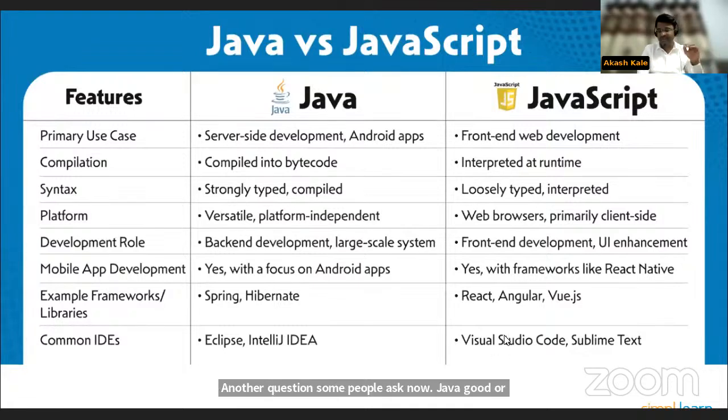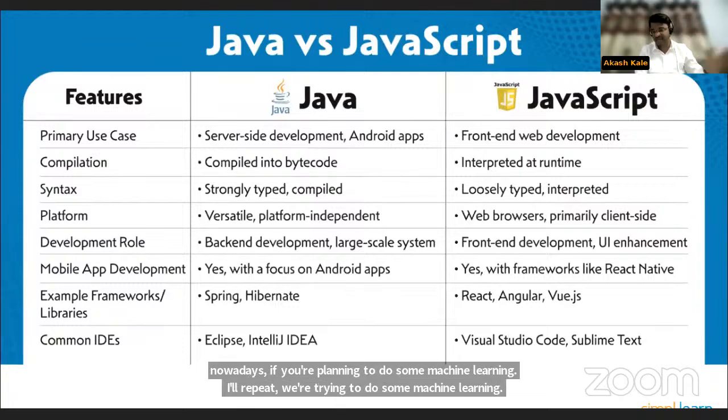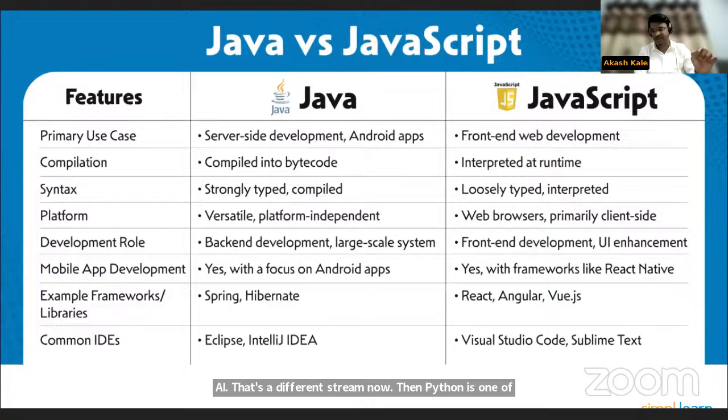But nowadays, if you're planning to do machine learning or AI, that's a different stream. Then Python is one of the good languages. Some people say, I know Java, can I do machine learning? Yes. I know JavaScript, very good in JavaScript, can I do machine learning? Yes. Using Java or JavaScript you can do machine learning. But if you're planning to start machine learning with a non-programming background, then Python is one of the good options at this point of time.